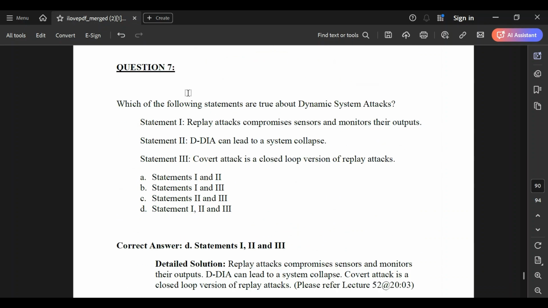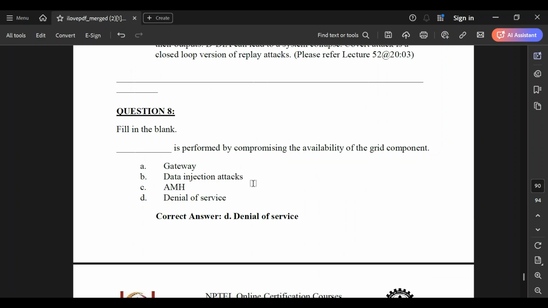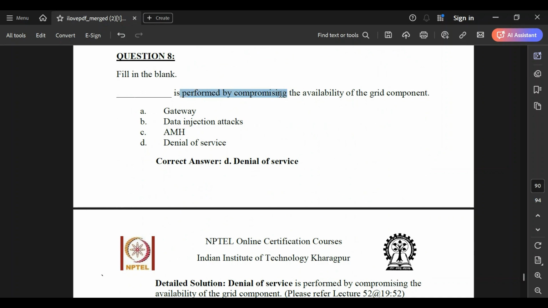Okay. So statements are there. Replay attacks compromise sensors and monitor their outputs. Which of the following is true about dynamic data attacks? DDA can lead to system collapse. This is true. Covert attack is a closed loop version of replay attack. This is true. So all of the statements are true. Which attack is performed by compromising availability of the grid components? This is denial of service.